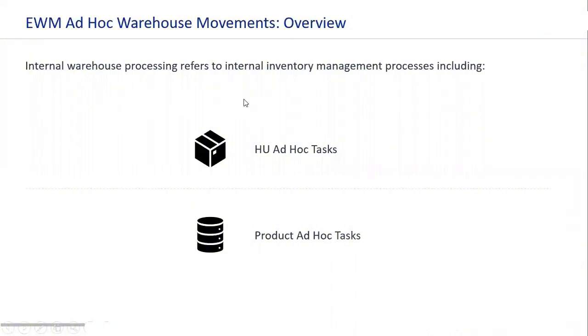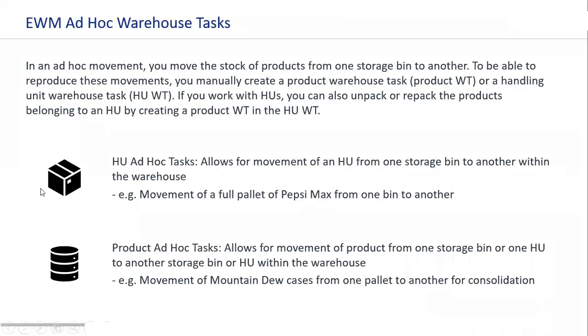So internal warehouse processing refers to internal inventory management. So HU ad hoc tasks or product ad hoc tasks. A simple example would be moving one HU from one storage bin to another. In an ad hoc movement, you move the stock of products from one storage bin to another. To be able to reproduce these movements, you manually create a product warehouse task or a handling unit warehouse task. If you work with HUs, you can also unpack or repack products belonging to a HU by creating a product warehouse task in the HUWT.